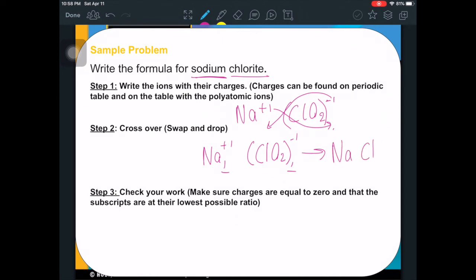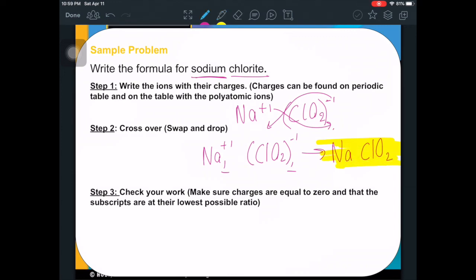Sodium ClO2. Now I don't need to keep the brackets there because I only have 1 chlorite. If you've only got 1 of your anion or of your polyatomic ion, don't leave your brackets in there. Just get rid of them. All right, so now this is my final answer.